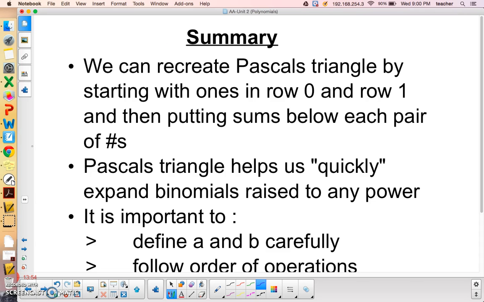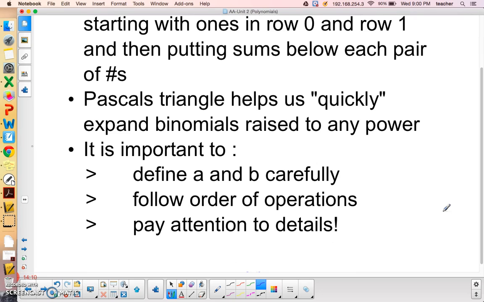In summary, we can recreate Pascal's triangle starting with 1s in row 0 and row 1, and then putting sums below each pair of numbers. Pascal's triangle helps us quickly expand binomials raised to any power. It's important to define a and b carefully, follow order of operations, and pay attention to the details.